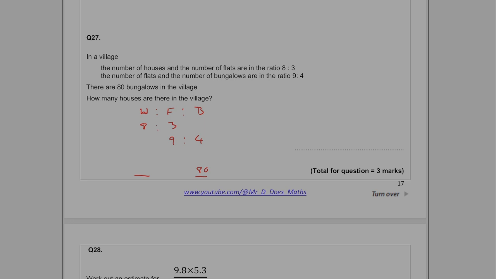So the first thing I'm going to do is combine the ratios. To combine the ratios, if I call them ratio 1 and ratio 2, I need to times ratio 1 by 3 to make it a 9 in the flat part. So if I do 8 times 3, that would give me 24 to 9 to 4. Now we can combine them. To get from there to there, I'm timesing by 20. So I'm going to have to times by 20 there as well, which would give me 480. So 480.